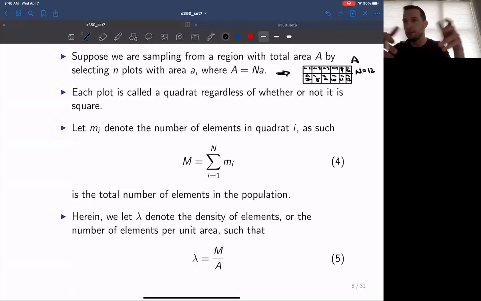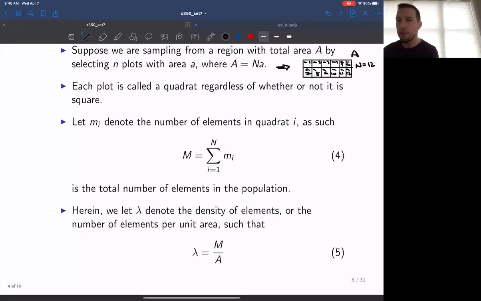It's been divided into some number of separate plots. Each of those little plots is a size little a, which implies they have the same area because it's a constant across all of them. And then the total area would be the number of plots multiplied by that size, right?